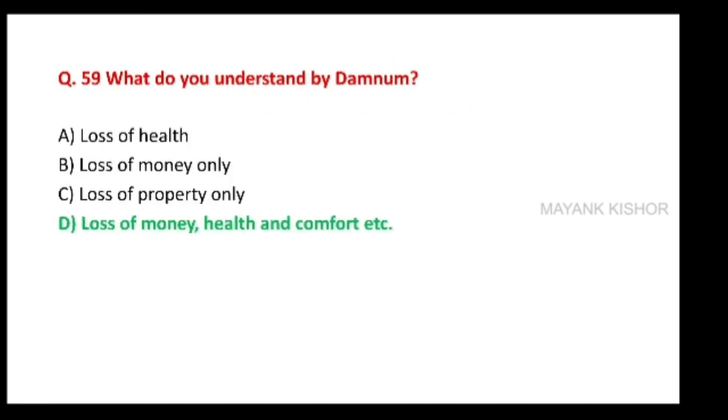Question number 59. What do you understand by damnum? Option A, loss of health. Option B, loss of money only. Option C, loss of property only. Option D, loss of money, health, and comfort, etc. And the correct answer is option D, loss of money, health, and comfort, etc.